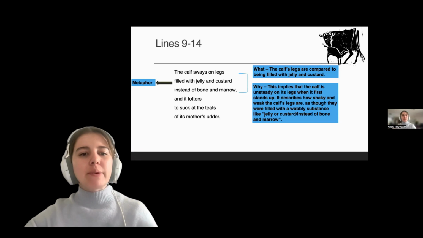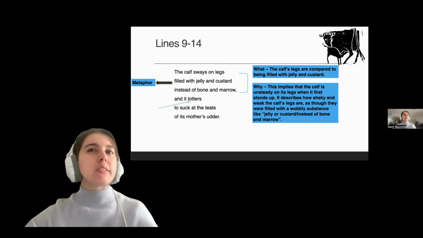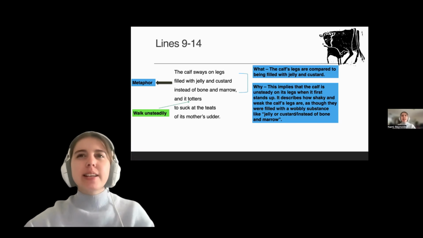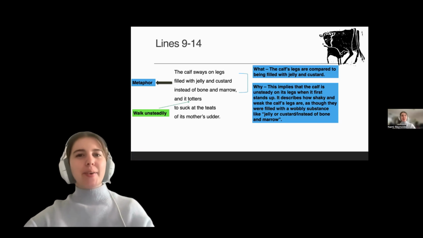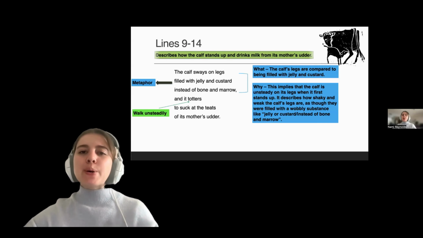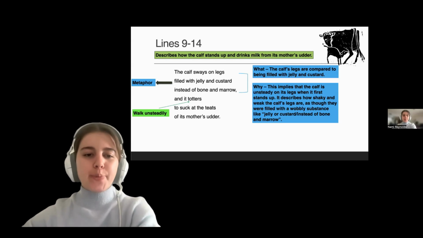Then when I read further, and it totters. What does totters mean? Anyone? Walking, yes, but walking how? Walking unsteadily. So it's kind of swaying from side to side, not limping, but stumbling. To suck at the teats of its mother's udder, to go and drink milk from his mother. So we can say that lines 9 to 14 are describing how the calf is standing up for the first time and drinking milk from his mom.